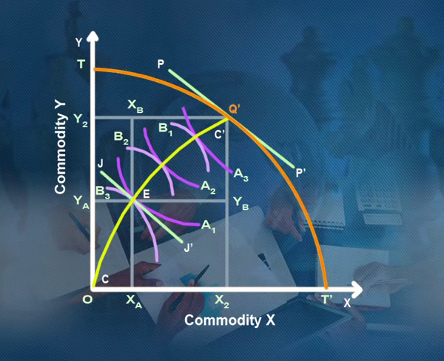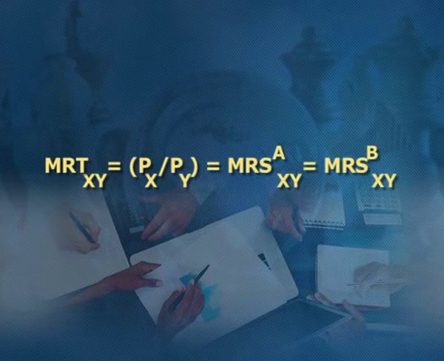Thus, with point Q dash on transformation curve TT dash and point E on the consumption contract curve drawn in the Edgeworth box made from point Q dash, the following condition of general equilibrium of production and consumption is fulfilled. That is, MRT XY is equal to Px divided by Py, which is equal to MRS XY of A, which is equal to MRS XY of B.